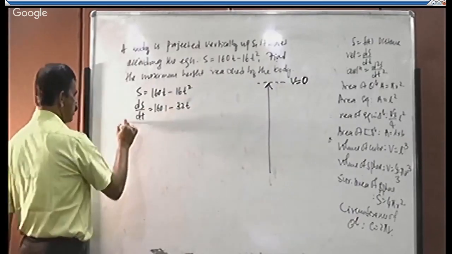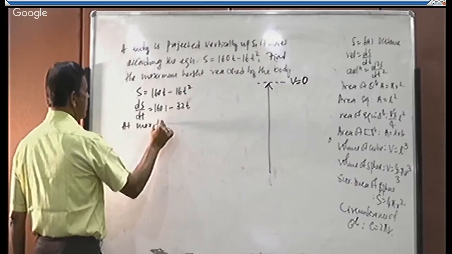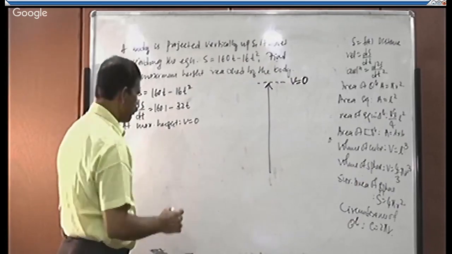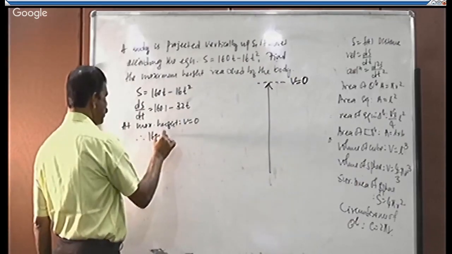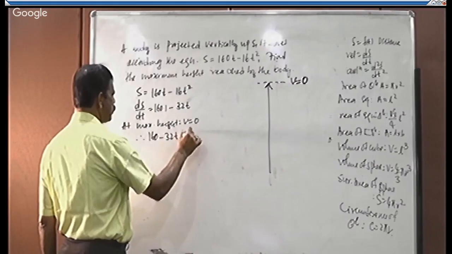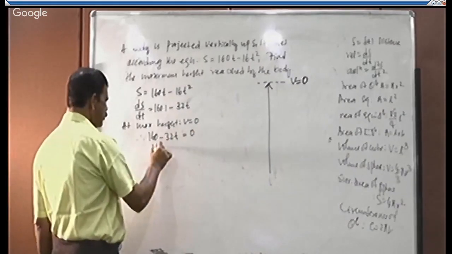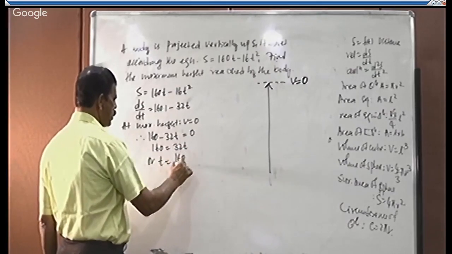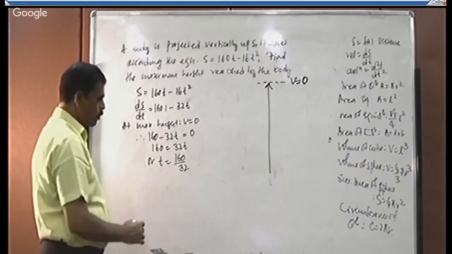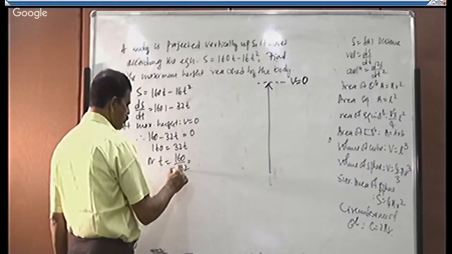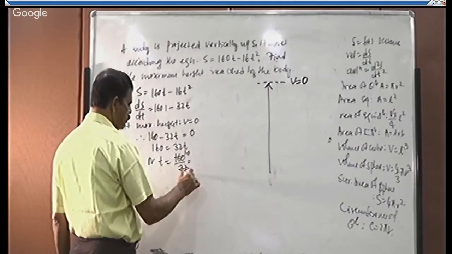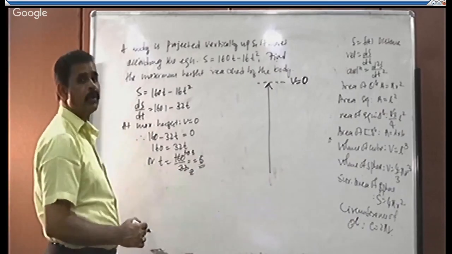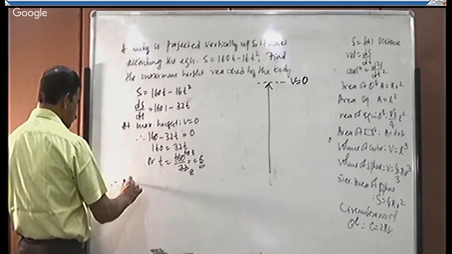Okay, at maximum height, velocity vanishes. Velocity becomes 0. Therefore, 160 minus 32t is equal to 0. Therefore, 160 is equal to 32t, or t is equal to 160 by 32. So it becomes 5. So after 5 units of time, the body comes to rest.